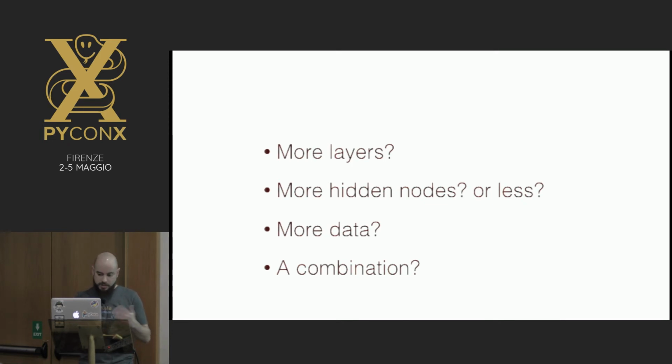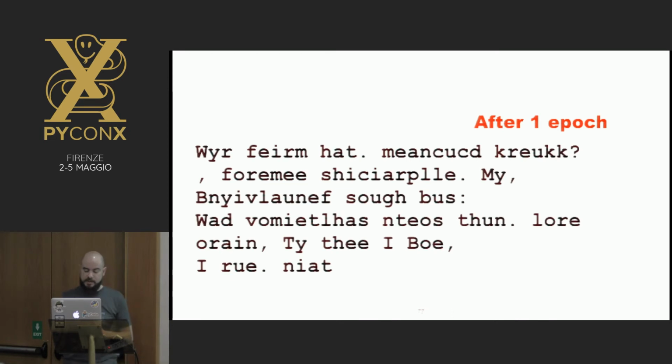So long story short, I did some tuning. I came up with a more complex structure where I have, I think, 4 LSTM layers, but then everything else was basically the same. And you see how after just one epoch, still far from proper language, but it looks already much better than before. So you have words that are potentially of the right size, you have the punctuation in the right place, and so on.